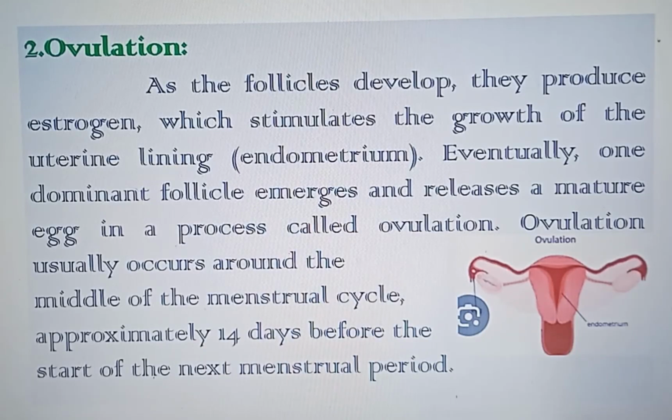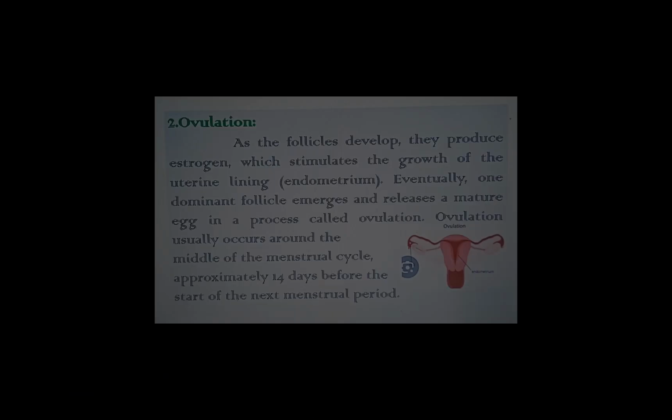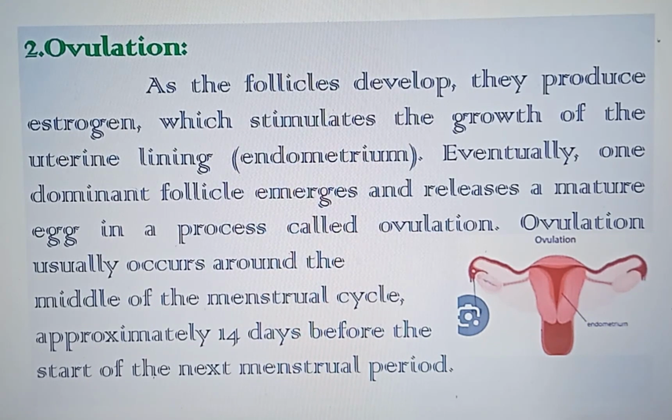Ovulation. As the follicles develop, they produce estrogen, which stimulates the growth of the uterine lining, the endometrium. Eventually, one dominant follicle emerges and releases a mature egg in a process called ovulation. Ovulation usually occurs around the middle of the menstrual cycle, approximately 14 days before the start of the next menstrual period.